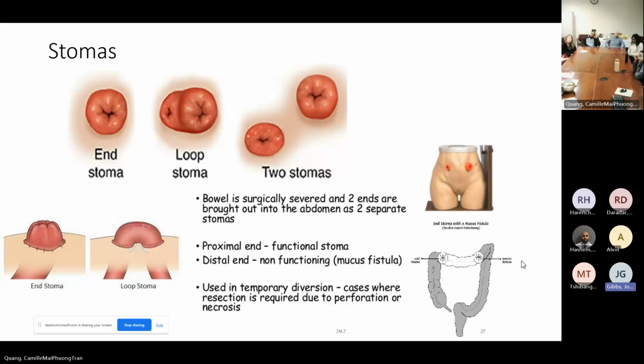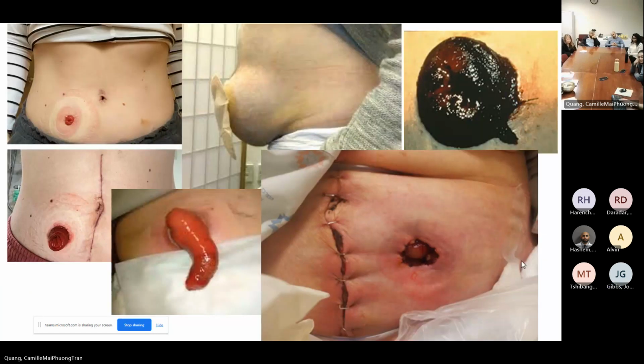If you're not sure, say some type of ostomy. If it's in the right lower quadrant, most likely it's an ileostomy. Just keep that in mind, because once you're in residency, you're at a higher level; you're not just writing down anything. And that's the attending's favorite question: if there's an ostomy, what is that? Always. Always. So here are some different stomas.